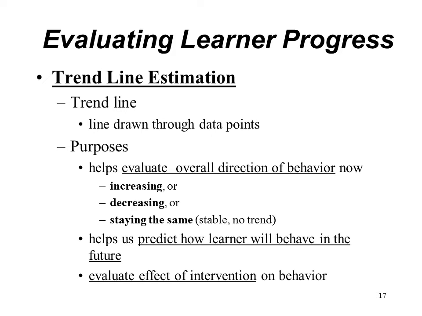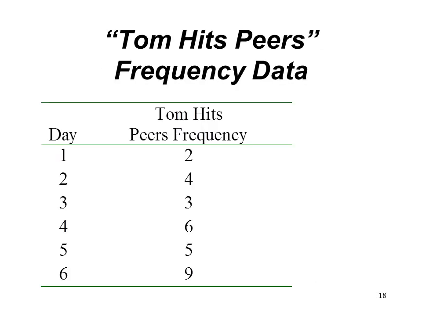What this does is it helps us predict how this learner might behave in the future, or it helps us evaluate where our intervention might be going. Sometimes it also helps us know whether or not we need to implement an intervention. If I'm collecting baseline data and I have a trend line that is decreasing, and it's a behavior that I'm concerned about, if the behavior is already going down, maybe this isn't the time to implement that intervention. Maybe I'm better off spending my energy on something else since it's decreasing anyway.